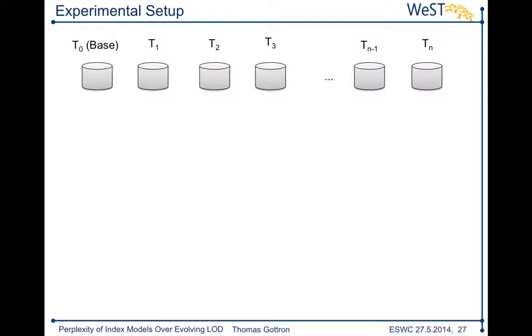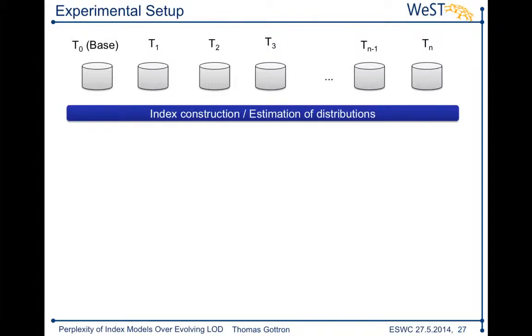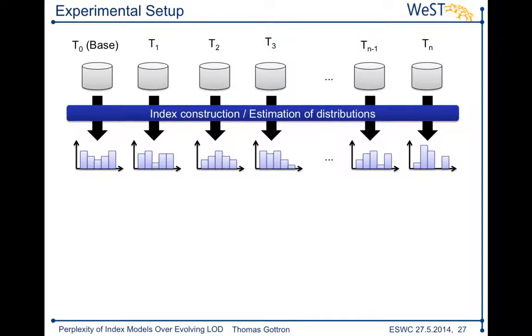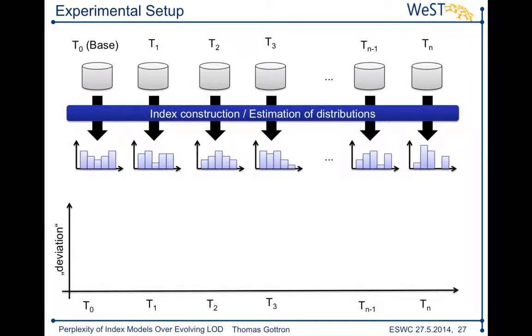And then we can take our implementations of the index models and derive indices, all the 12 types of indices, and estimate our distributions for our original index over the once upon a time data and over all the steps in time as the data has evolved. If now we want to measure the accuracy of that index, and I'm doing the example of perplexity, I can take a look at the deviation of these distributions.